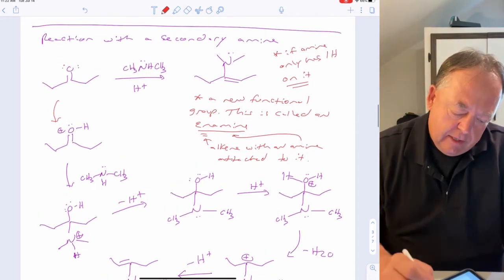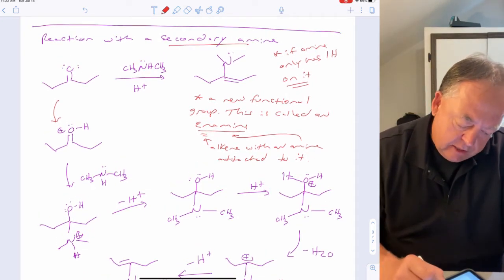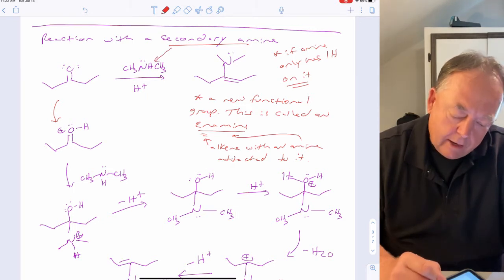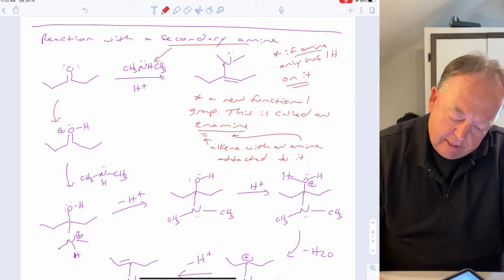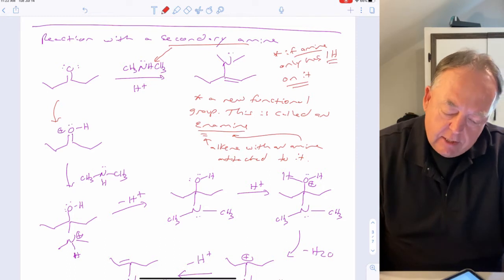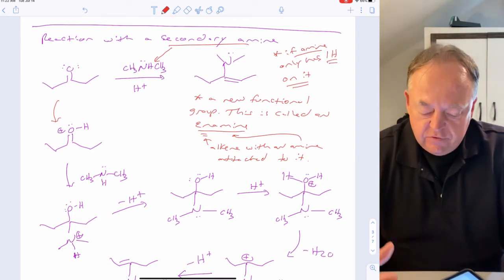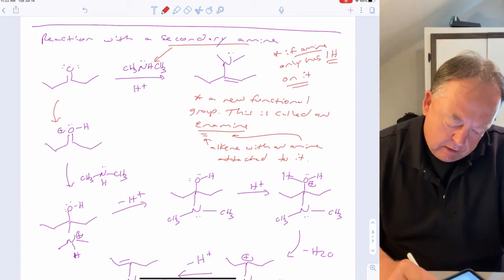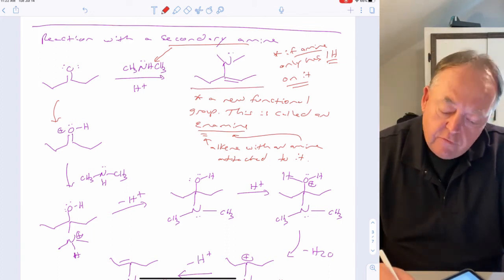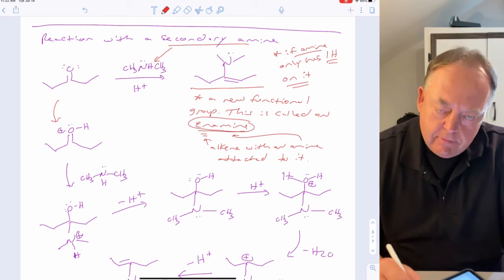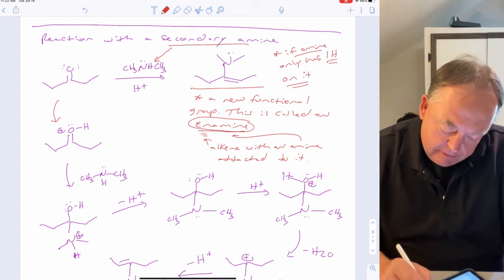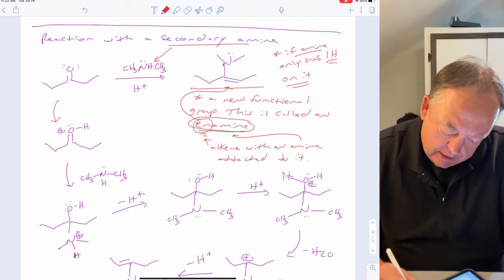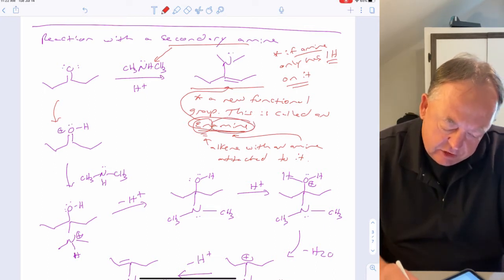Okay, so what if the amine is secondary? That means the nitrogen has 2 carbons attached to it, so now it only has 1 hydrogen. If the amine only has 1 hydrogen on it, then the reaction gives a different product. It's not going to be an imine anymore. You're going to make a molecule that looks like this, and that's a new functional group. That's what's called an enamine. Why is it called an enamine? Well, the "en" is the alkene, and the alkene has an amine attached to it, right?